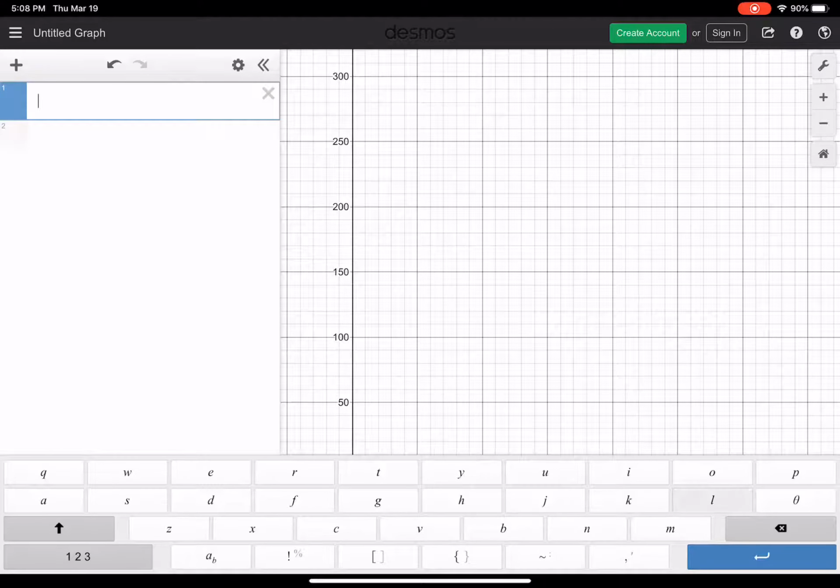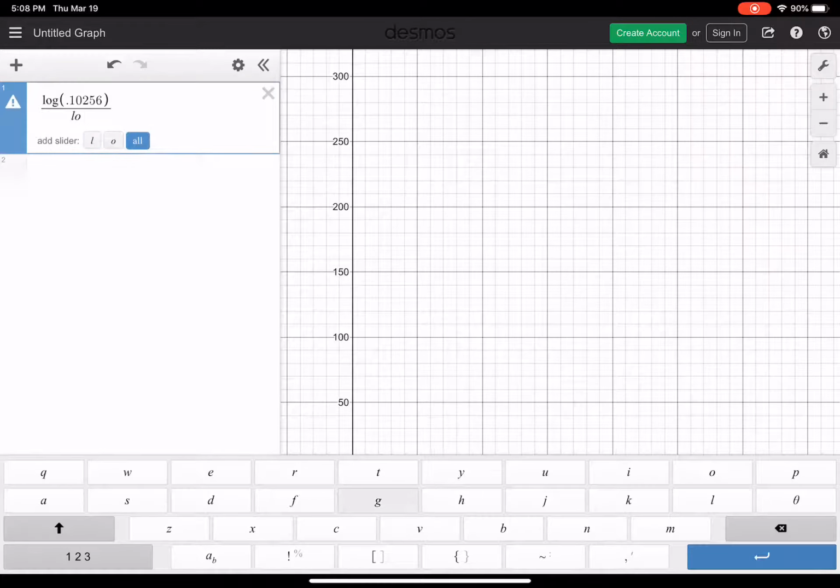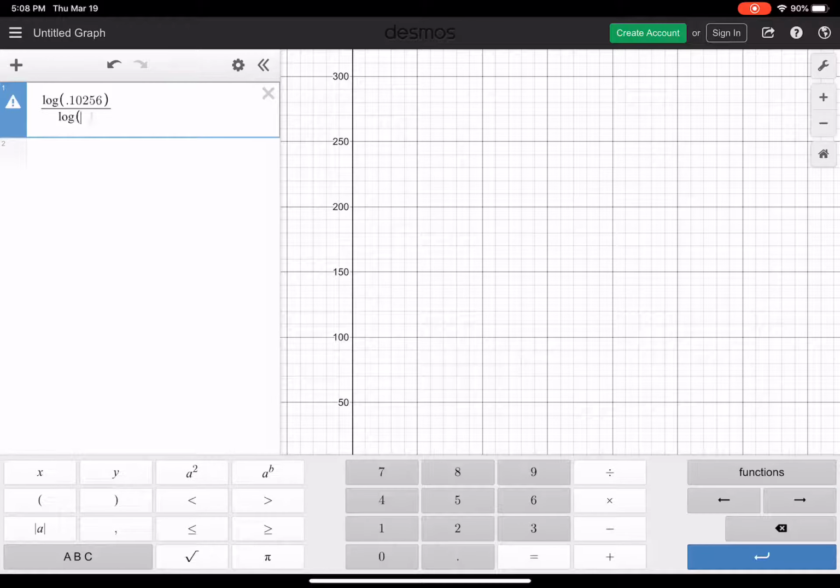So I actually need to type out log, and then I'll put parentheses 0.10256, close the parentheses. Now we're dividing that. I'll type log again, log of parentheses 0.5, and I get 3.28545. I'm just going to take that 3.285 as my answer.